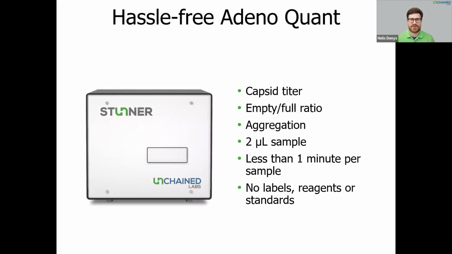So that is where Stunner comes in to deliver answers on capsid titer, empty full ratio, and aggregation with only that 2 microliter of sample in less than a minute. And so there's no need to break down your capsid, and there's no labels or reagents or standards that you need. You just use the sample you have.